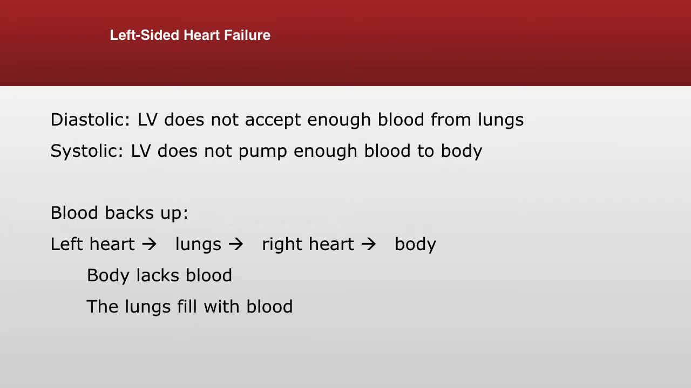So what happens is the blood backs up. It's in the left heart, and because it's not progressing out to the body, it starts to build up in the lungs. When it builds up in the lungs, then the right side of the heart starts getting backed up, and then we start seeing a backup to the body as well. The body lacks blood, and the lungs fill with blood.